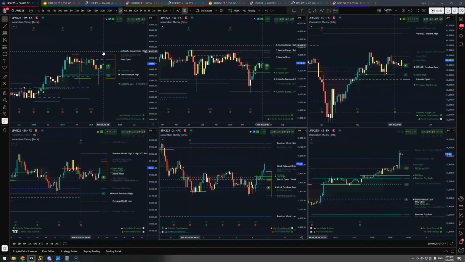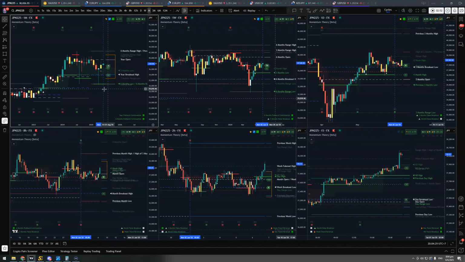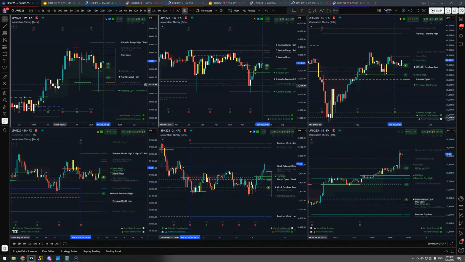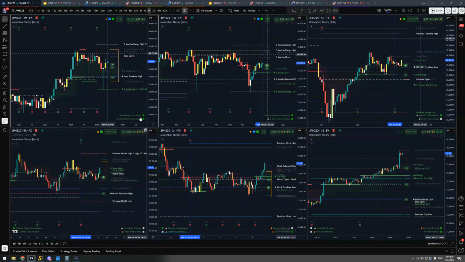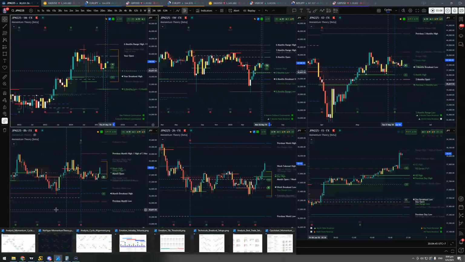So on the monthly, it's a pullback continuation. So we are broken out on the yearly as well as 6 months. Came down, faked out the low. This is fake out retracement. Getting above that breakout level is a pullback continuation. So both of them are pullback continuations. These are good unidirectional cycles.